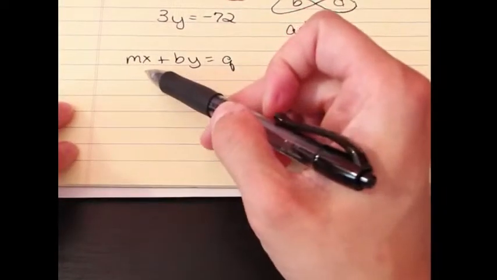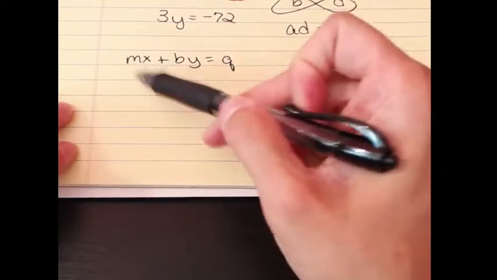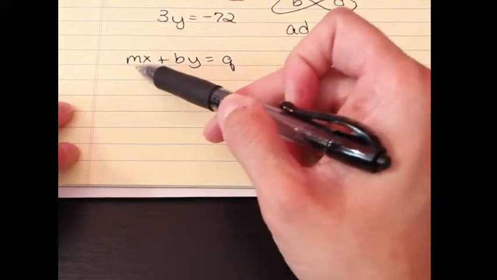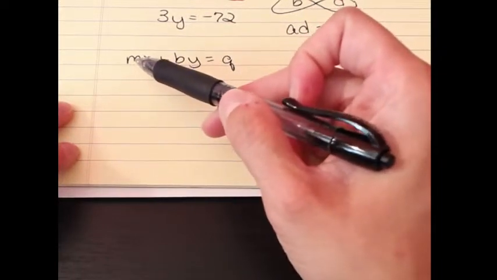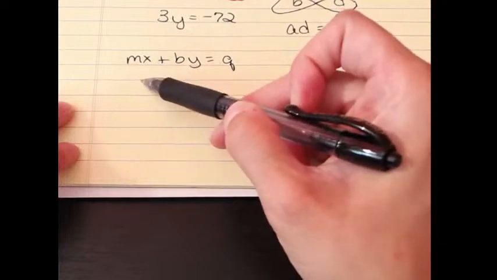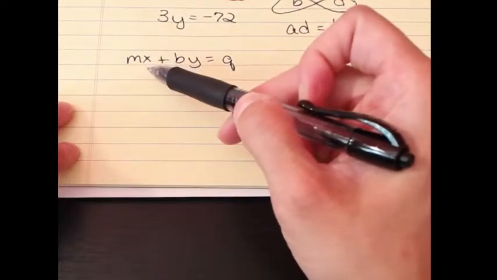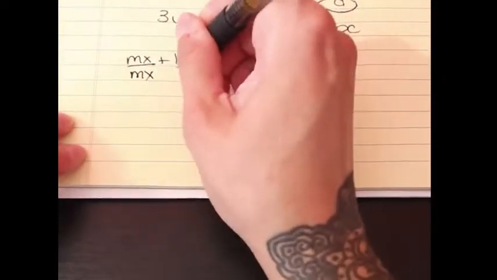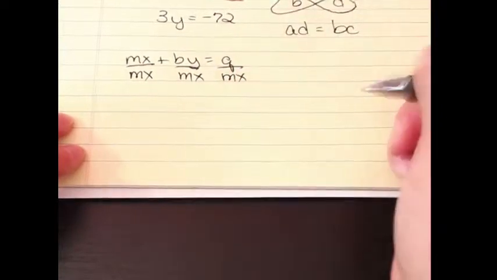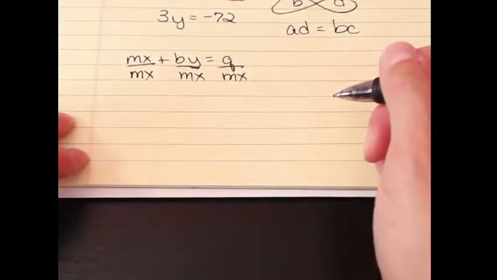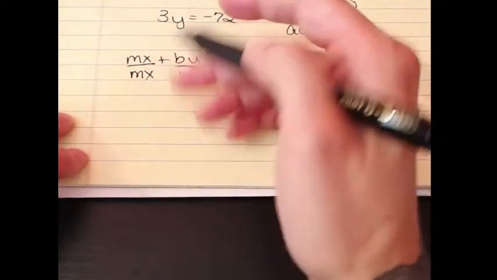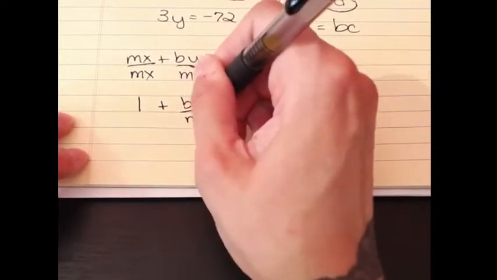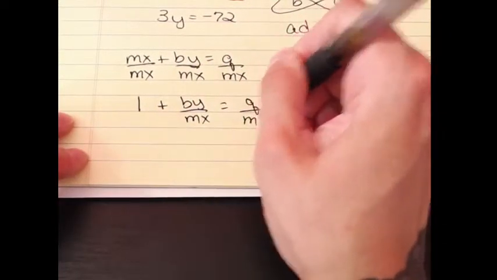If I accidentally said, well, I'm going to divide by mx because they're being multiplied together, keep in mind what that means. If these two are being multiplied together, m times x, then you either divide by the m or you divide by the x, right? That's how you separate these terms. But let's say that you were like, no, let's just divide by mx. That means you have to divide every term by mx. Do you see what's happening right now? mx divided by mx is actually 1. So that's 1 plus by over mx is equal to q over mx.